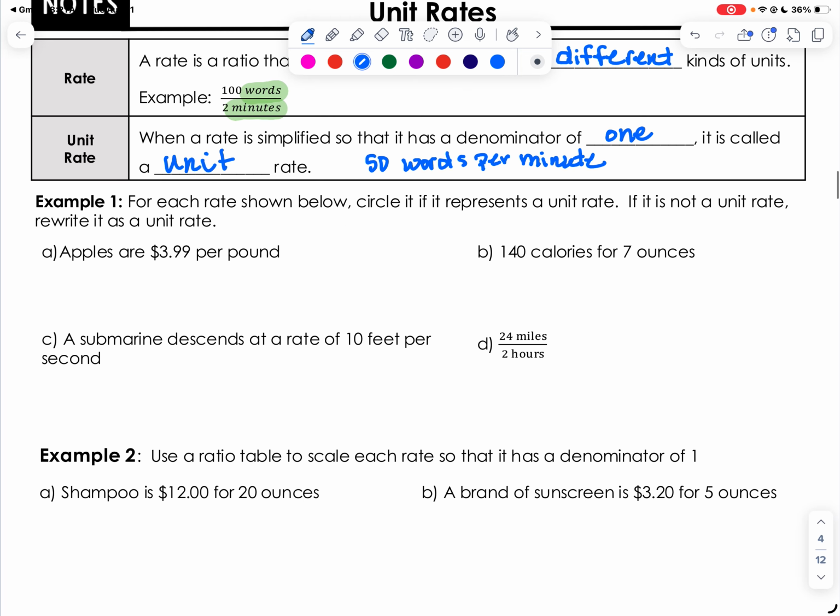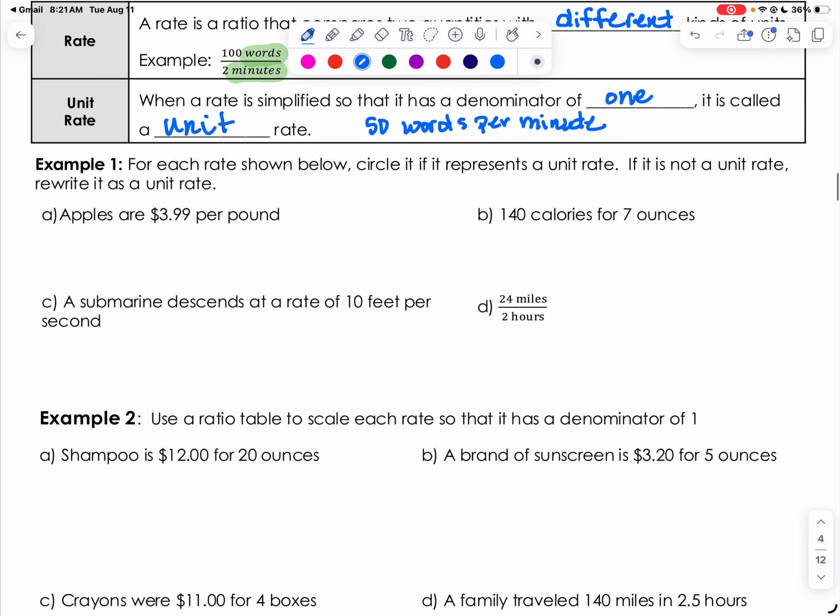In example 1, it says for each rate shown below, circle it if it represents a unit rate. If it's not a unit rate, rewrite it as a unit rate. So example A says apples are $3.99 per pound. So this is an example of a unit rate because it's telling you for 1 pound of apples, your cost is $3.99. So I'm going to circle it because we don't need to do anything to it.